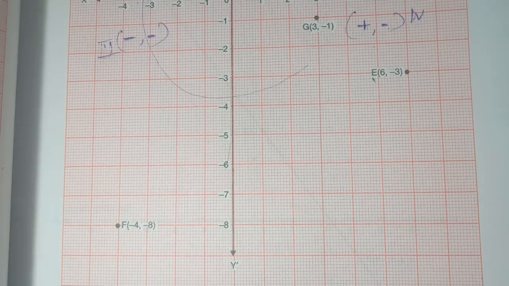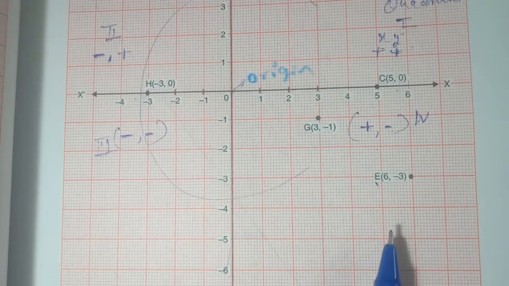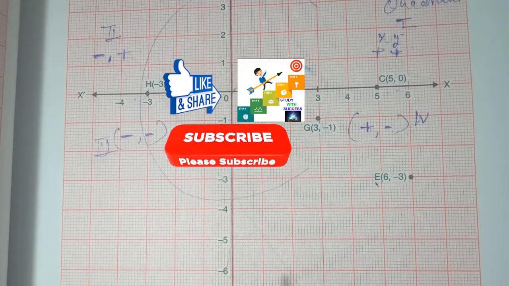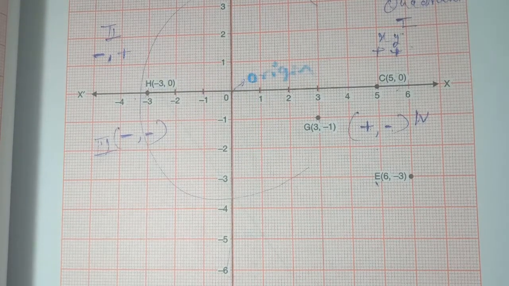So this way we can identify the quadrant in which the points are plotted, or we can also plot a point in any of the quadrants. But we have to remember which is the first quadrant, which is the second, third or fourth, and also the sign rule related to it.